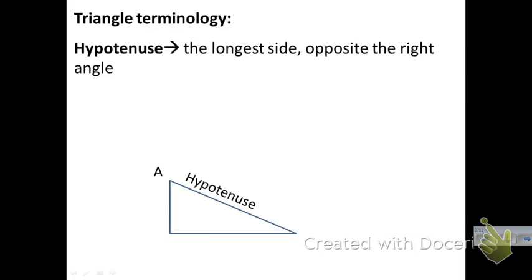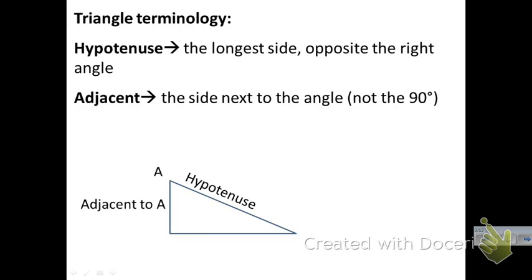So just as a review of some terminology, we have what's known as the hypotenuse. It is the longest side of a right triangle, and it's always opposite the right angle. When we talk about a side that's adjacent, we mean a side adjacent to a specific angle; we don't talk about the 90-degree angle very much. So this side right here would be adjacent to angle A because it helps form that angle and it is next to the angle.